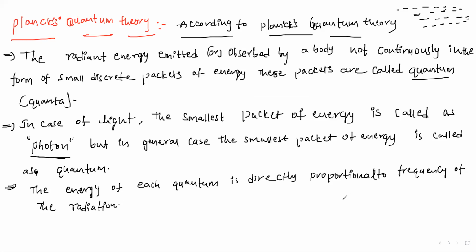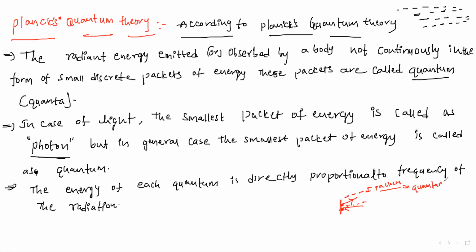For example, the energy emitted or absorbed by an object is not emitted in a continuous manner. It emits in a discontinuous manner, and it can absorb only in a discontinuous manner. This discontinuous manner is nothing but emission in the form of energy packets. These energy packets are called quantum or quanta.